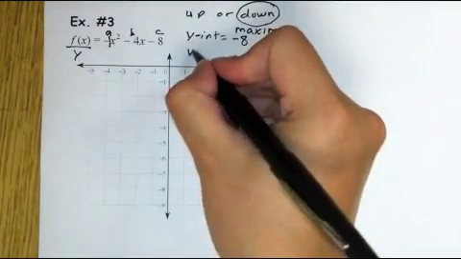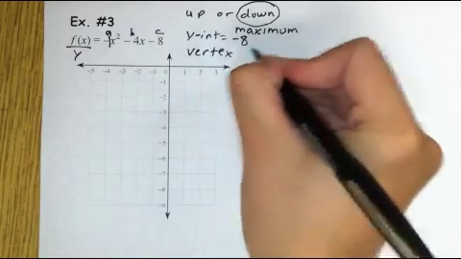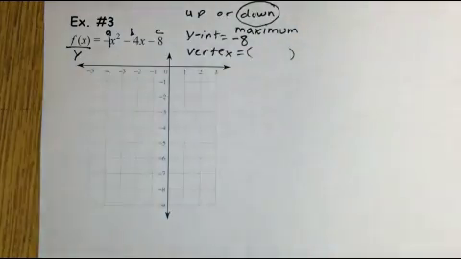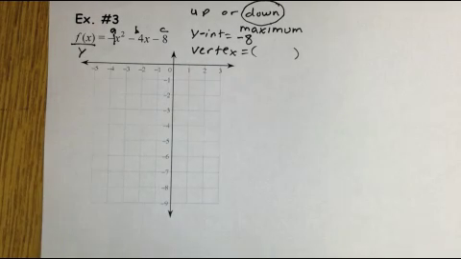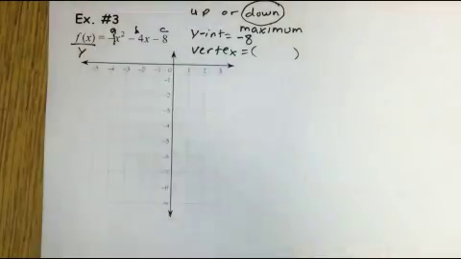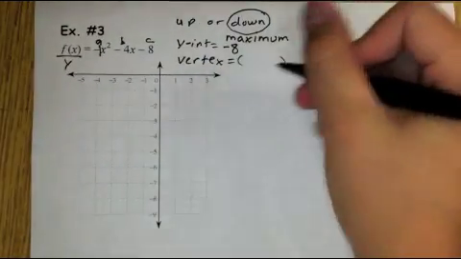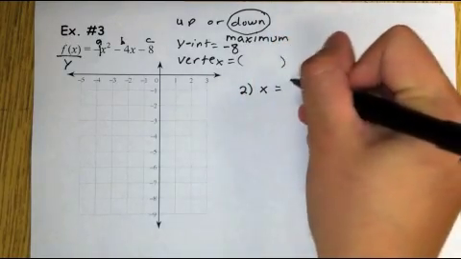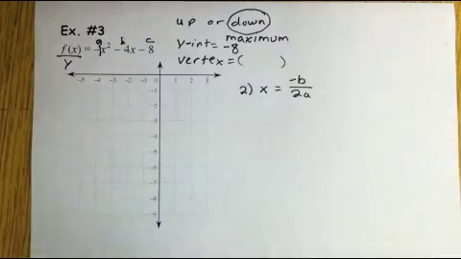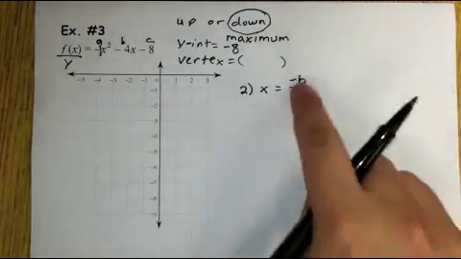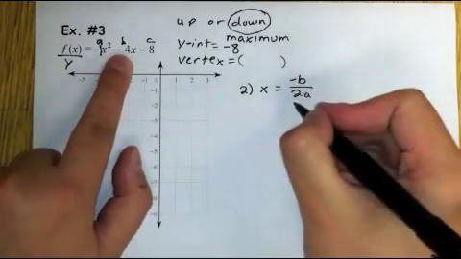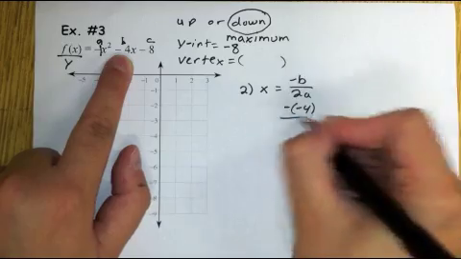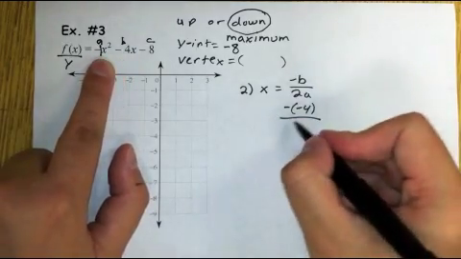Do we know our vertex yet? No, that's what we need to find. Step 1 in finding our vertex, it's got to be in what type of order? You got it, standard form, decreasing. Is it decreasing? Yes. Step 1, done. Step 2, find our x value. X equals negative b over 2a. What is our b value? Negative 4. Put it in parentheses, always. What's our a value? Negative 1.